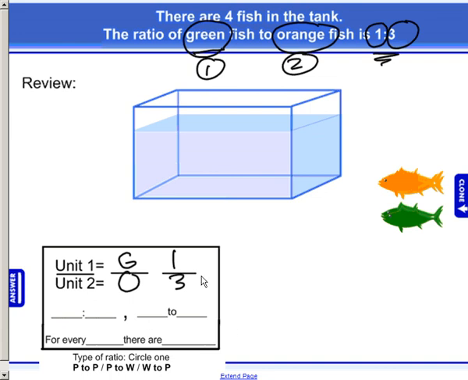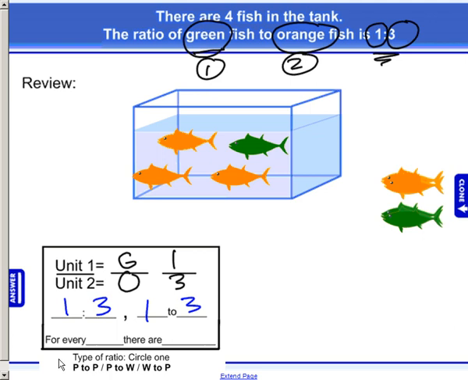So go ahead and write that all 3 ways, and then I can make my picture. I need 1 green fish in my tank, and I'm going to need 3 orange fish in my tank. All right, ways we could write this. 1 is on top, so that goes first. 1 colon 3. So for every 1 green fish, there are 3 orange fish.